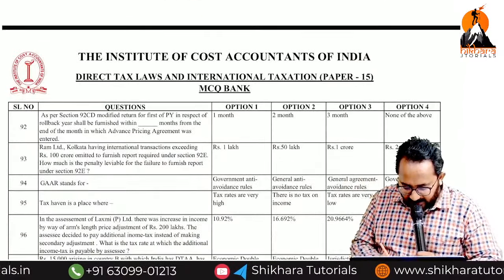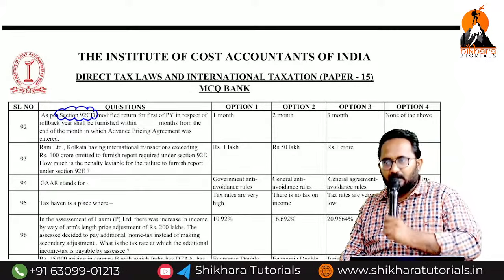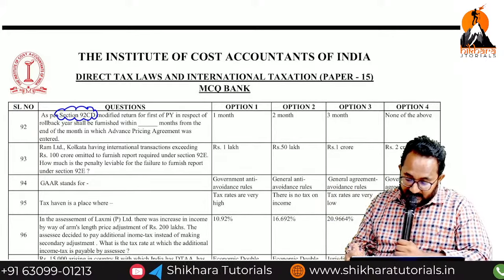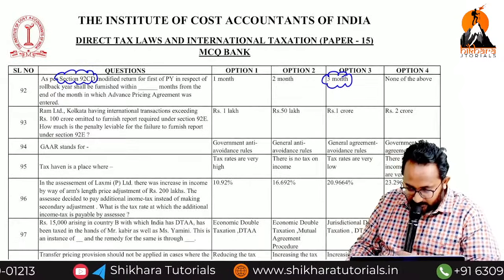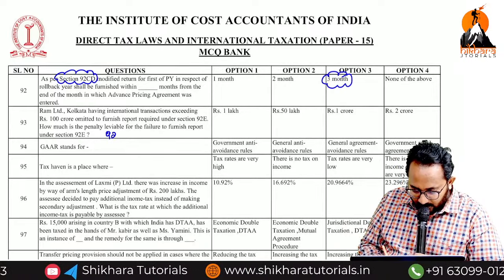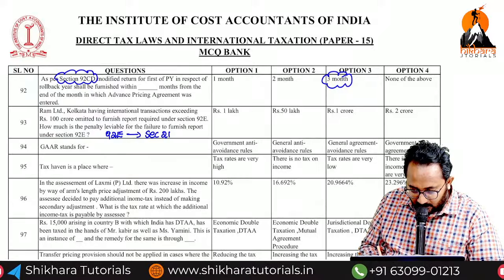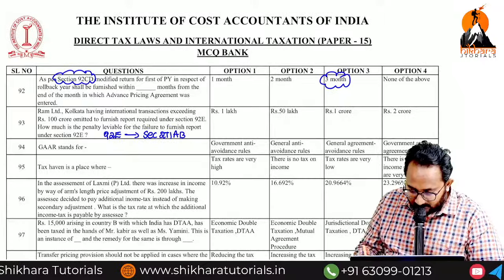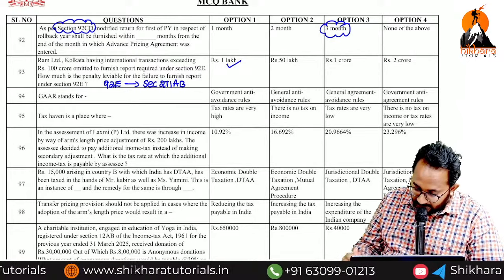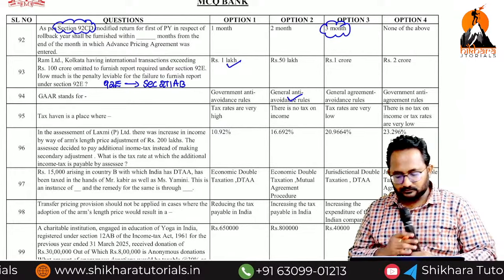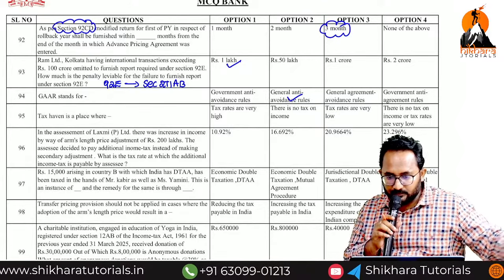Now, section 92CD means if an APA is entered into, within 3 months from the end of the month in which the APA was entered, we have to file the modified returns. If the 92E related CA report is not submitted, then we have to pay the penalty under section 271AA. What is that? 1 lakh fixed penalty. GAAR stands for General Anti-Avoidance Rules.